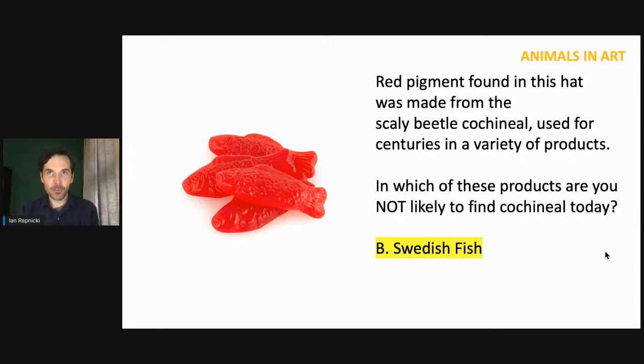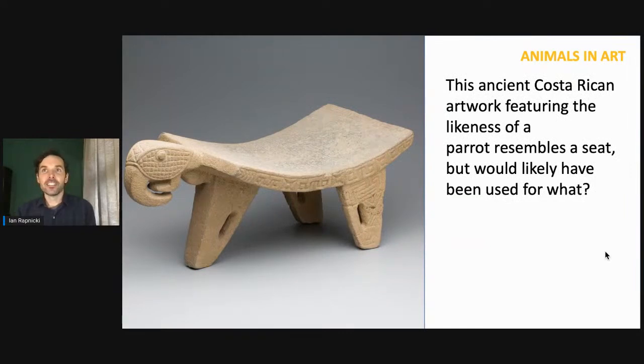All right, let's keep moving. This ancient Costa Rican artwork featuring the likeness of a parrot resembles a seat. But what would it have been used for? It resembles a seat, but what would it have been used for? Is it used for grinding maize, sharpening blades, displaying fruit, or supporting a head during sleep?